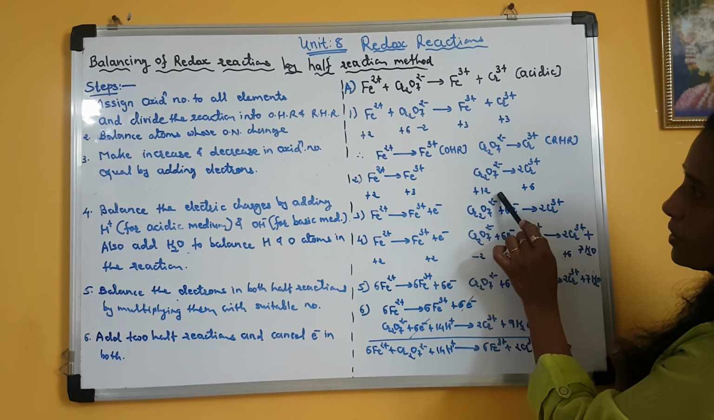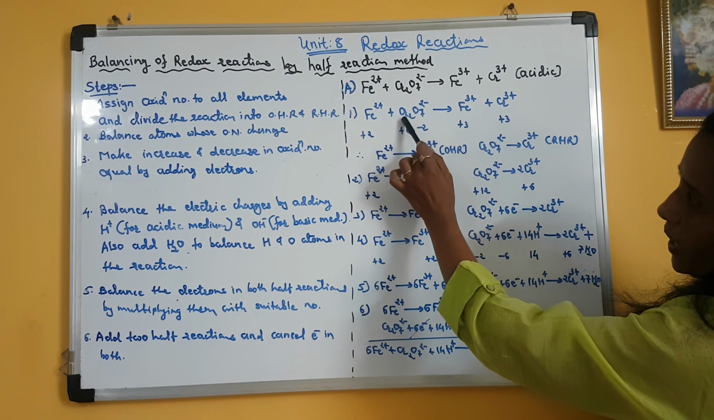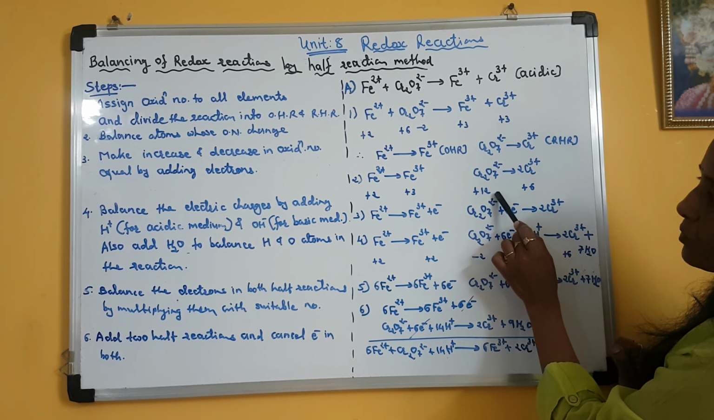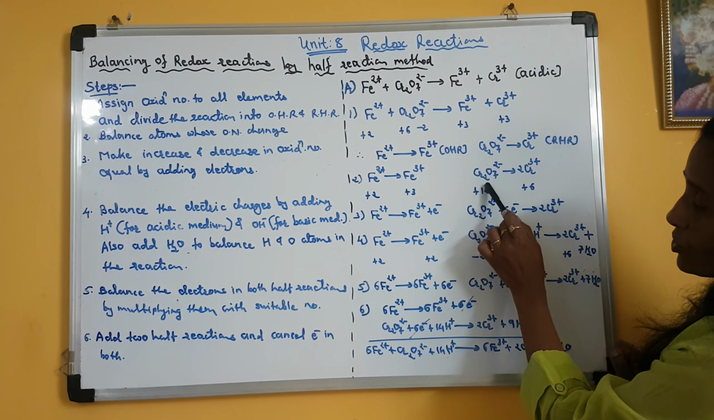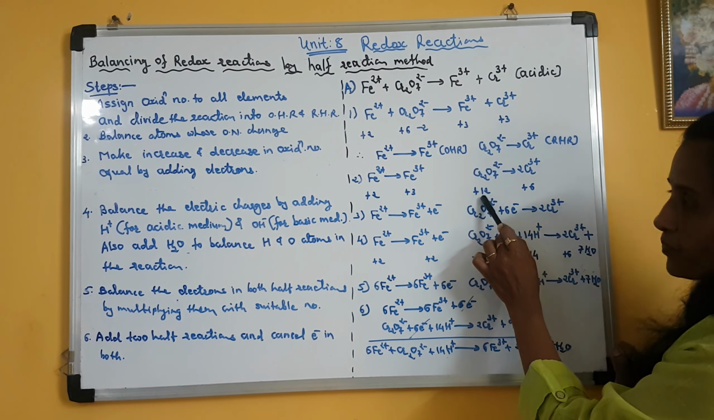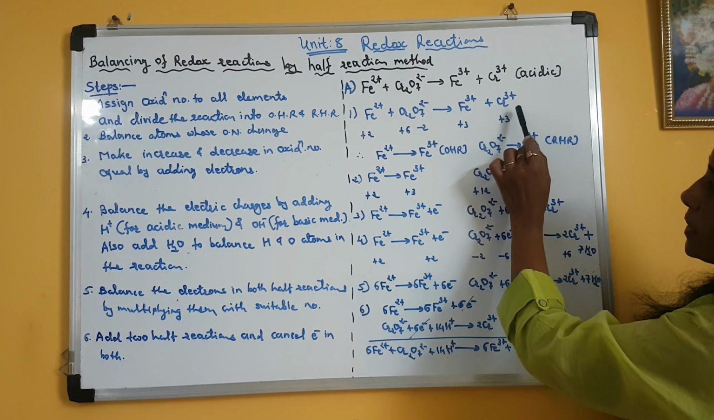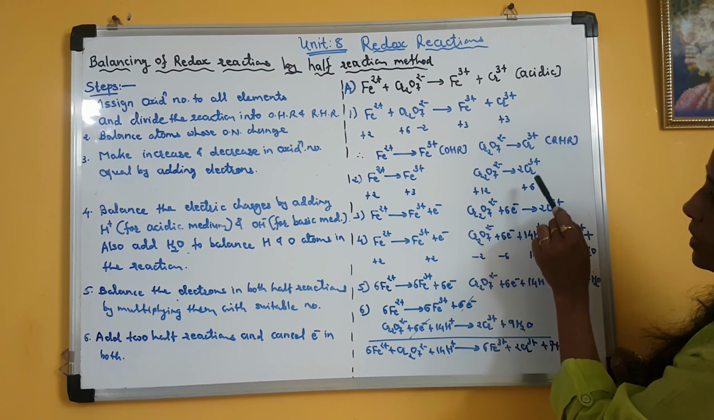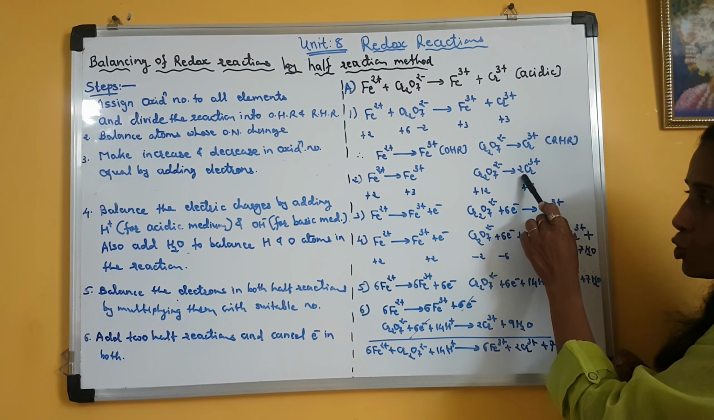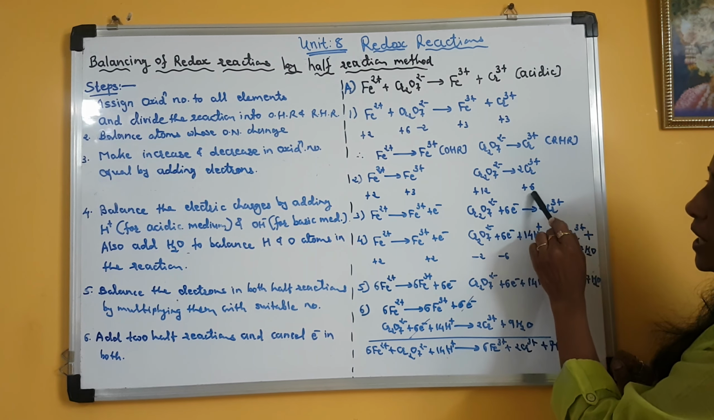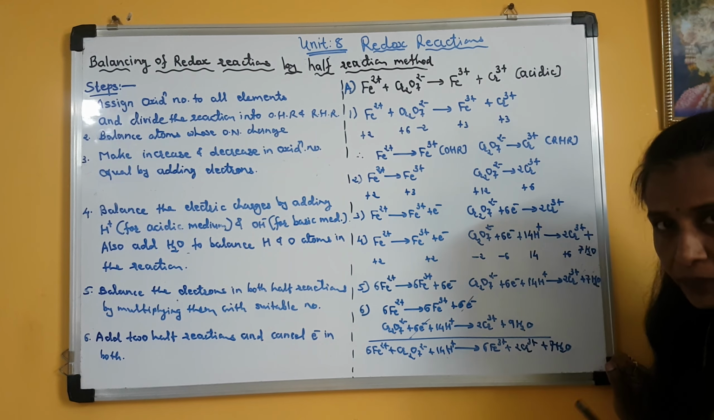But in the reduction reaction, in the first step I had written the oxidation number of only one chromium, but now in this step I will write the oxidation number of both the chromium as a whole, so it is +12. Clear? And on the product side, the oxidation number of only one chromium is +3, but as I have multiplied it by 2, now the oxidation number of chromium on the product side is +6. Clear?